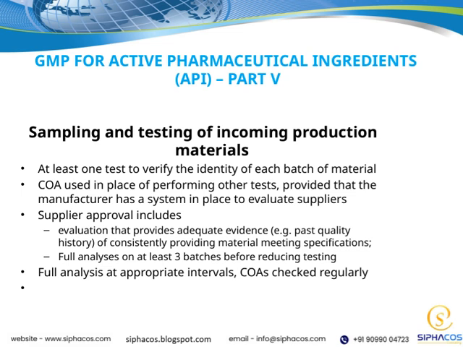Supplier approval is a key part of this process. It involves evaluating the supplier's ability to deliver quality material over time, often looking at their past quality history as solid evidence. Once a supplier is approved, we usually perform full analyses on at least 3 batches. This helps us establish confidence in their consistency before we start reducing the amount of testing. Even after that, regular checks of COAs and periodic full analyses at appropriate intervals are necessary to maintain quality assurance.